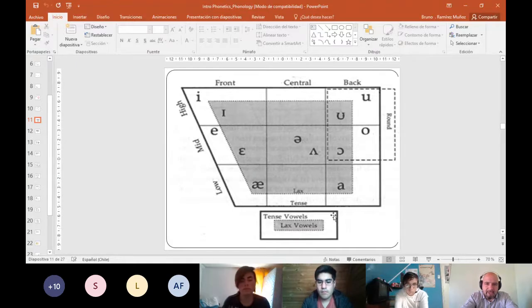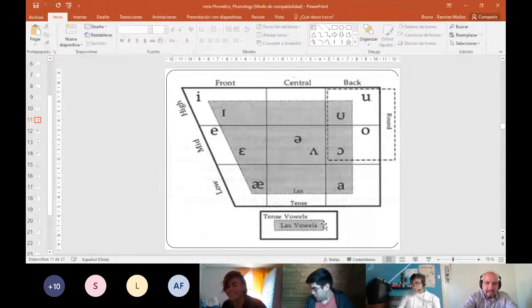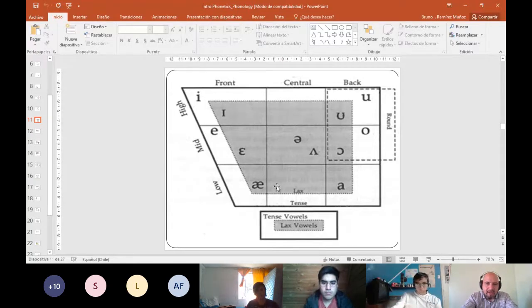If you look at the rectangle here, tense vowels are in the white area and lax vowels in the gray area. A is in the gray area and E is in the white area. A is considered to be a lax vowel and E is considered to be a tense vowel because the lips are tense when you produce E, right? If I show you a different presentation, probably you will see.